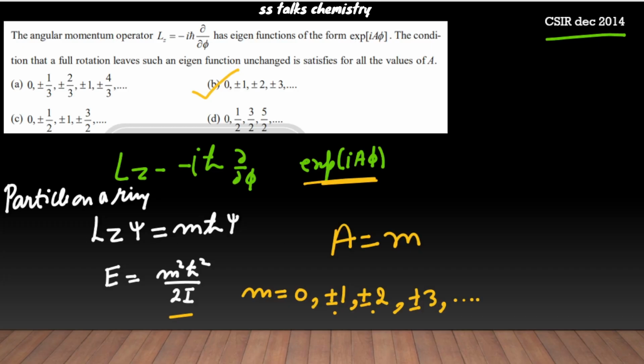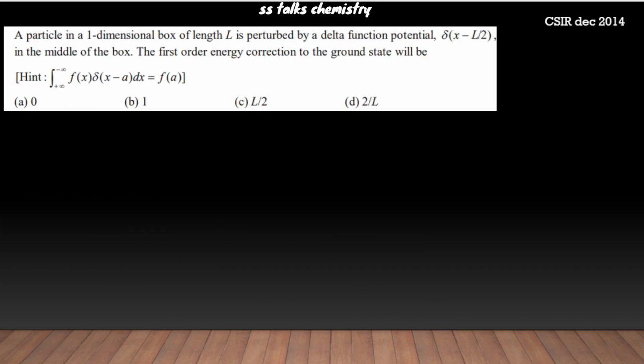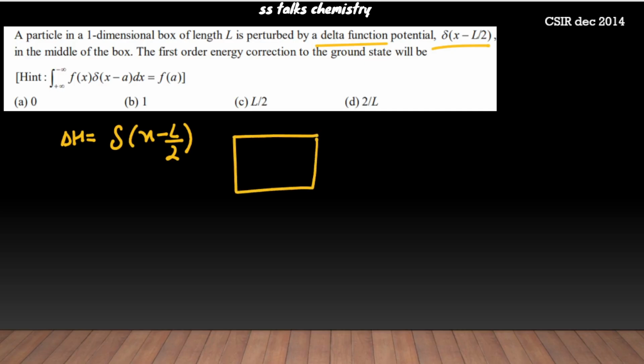Okay, now the next question says a particle in a one-dimensional box of length L is perturbed by the delta function potential, delta of x minus L by 2. So that means the perturbation given to us is delta times x minus L by 2. This perturbation is applied in a box of length 0 to L. So this is the length of the box, and in this the perturbation is applied.